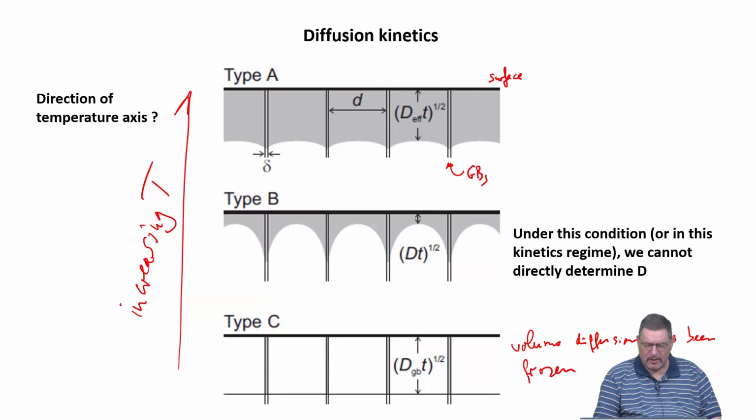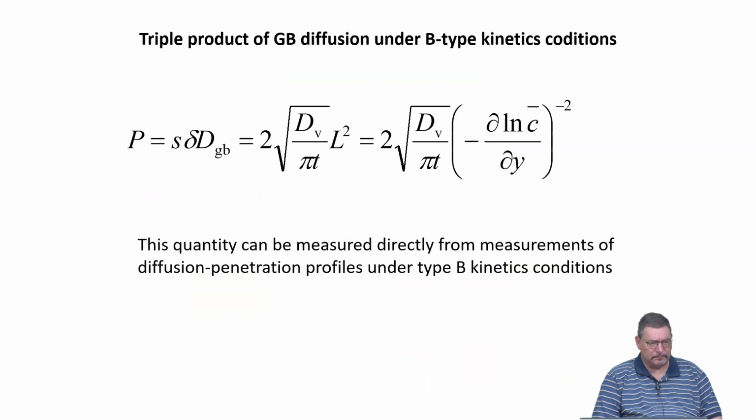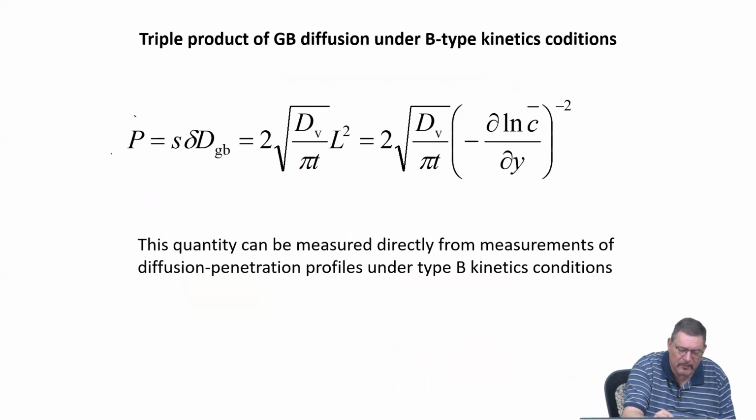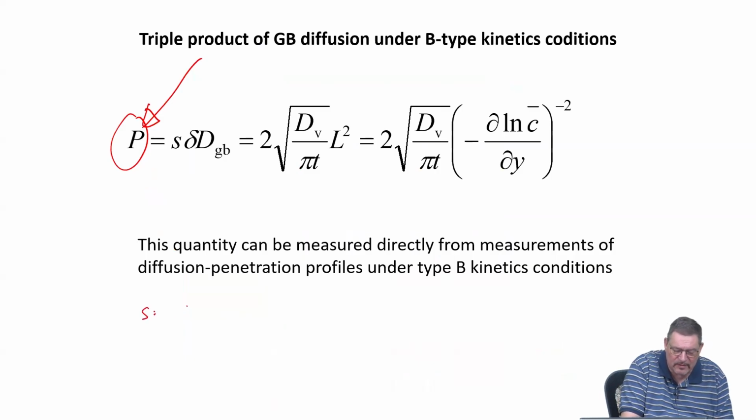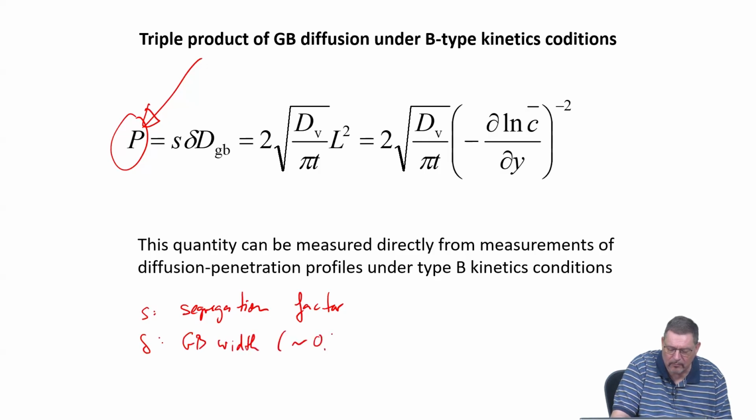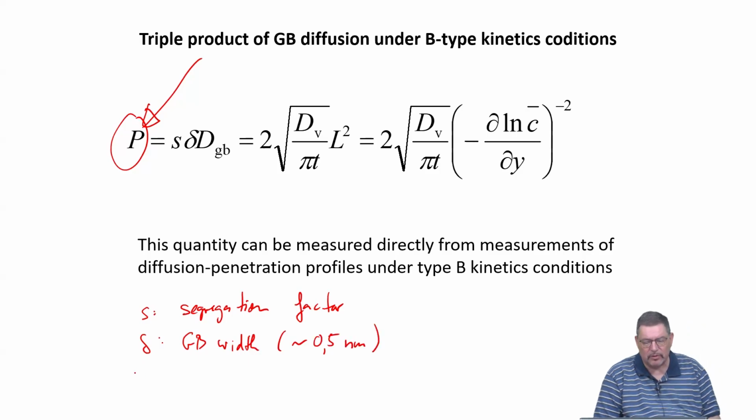What we will measure is the so-called triple product, P. Well, this is the triple product. And it's having three components, as the name says. S is the so-called segregation factor. Delta is again the grain boundary width. And D_GB is the grain boundary diffusion coefficient.